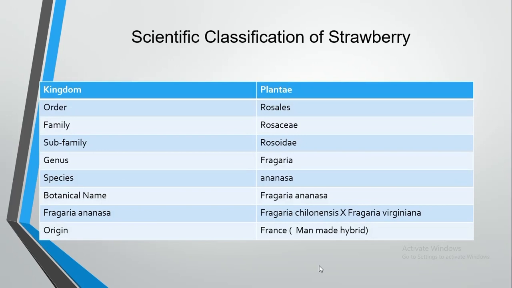So, here comes the scientific classification of strawberry. It belongs to the order Rosales, the family is Rosaceae, subfamily is Rosidae, genus is Fragaria, species ananassa, and it has originated from France.